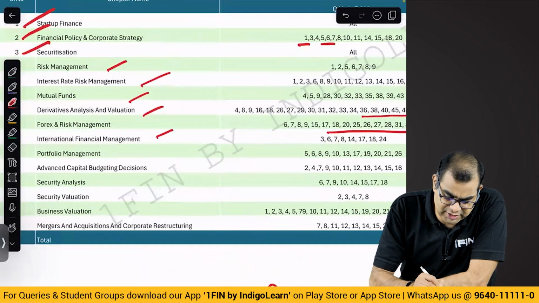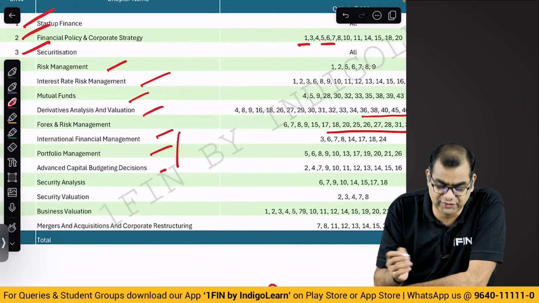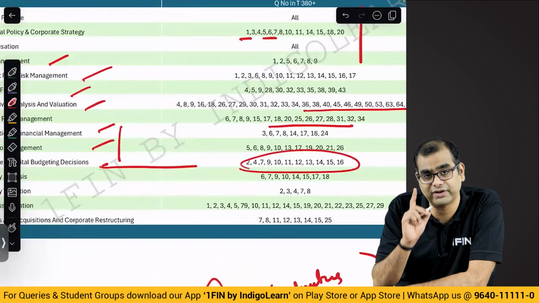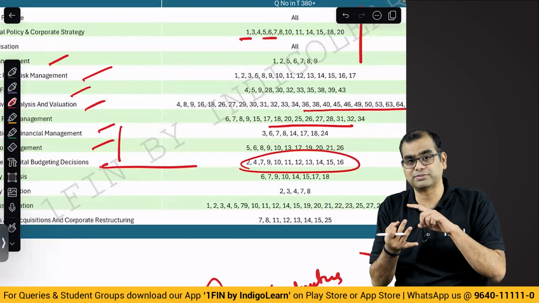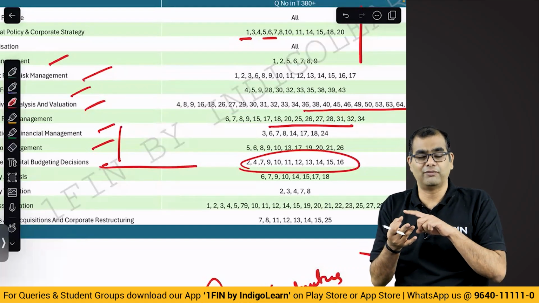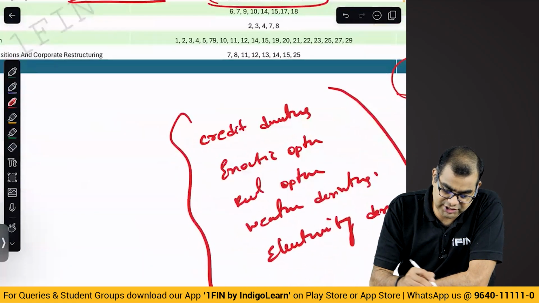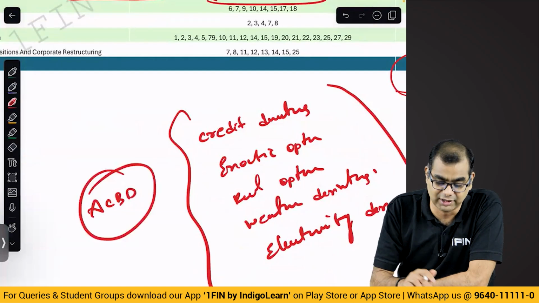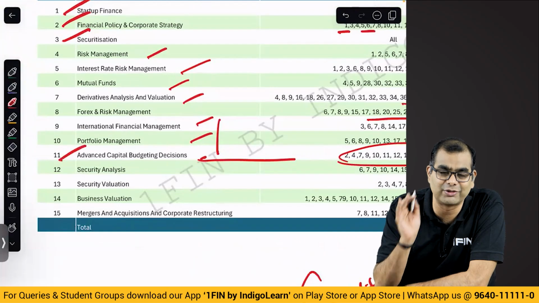Then international financial management and portfolio management, these two are standard compared to the old syllabus, or pre-May 24. There is not much of a change. But advanced capital budgeting is a completely new chapter. There is a very good potential for high quality questions like sensitivity analysis, scenario analysis, Monte Carlo simulation, what is the equalized annual cost. You can potentially be asked questions like this. So this advanced capital budgeting decisions chapter is also very, very important. From there also, very high likelihood that some very interesting questions can come up.